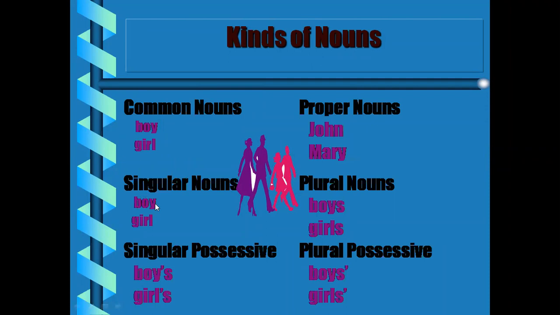Singular nouns, the singular means just one. More than one in English is plural. Plural nouns like boys, girls. A singular possessive noun is a singular noun plus an apostrophe s. The plural possessive is a plural noun plus the possessive.